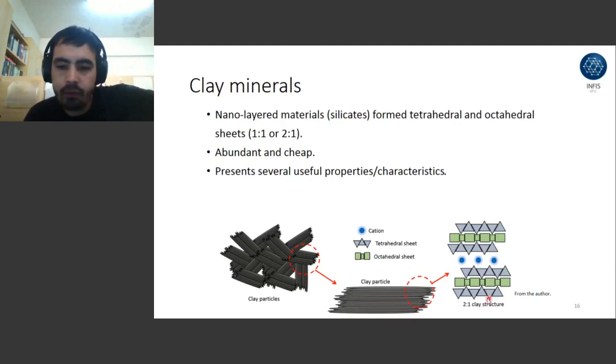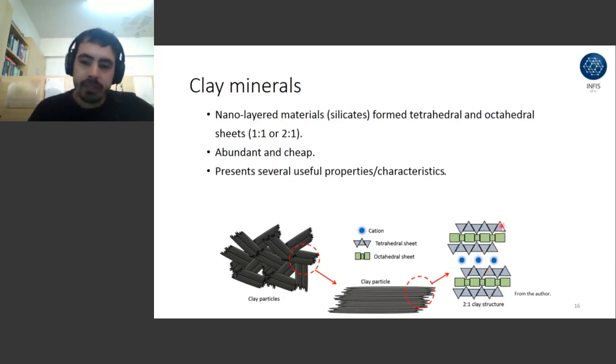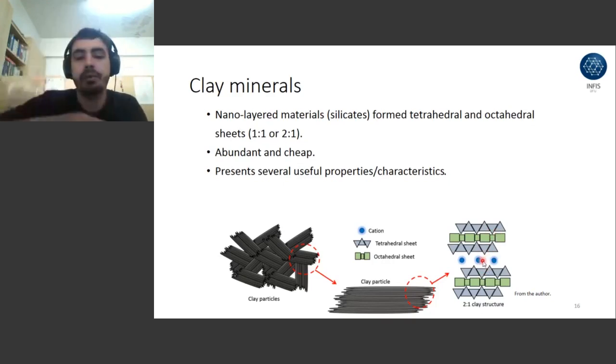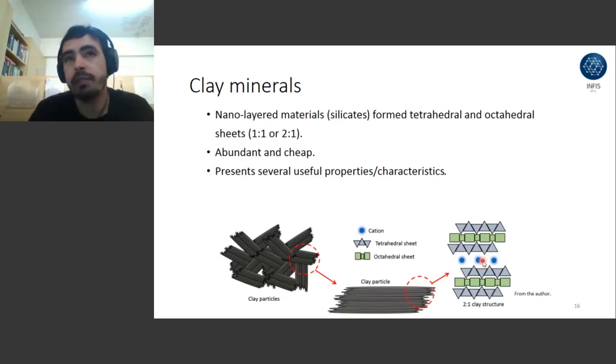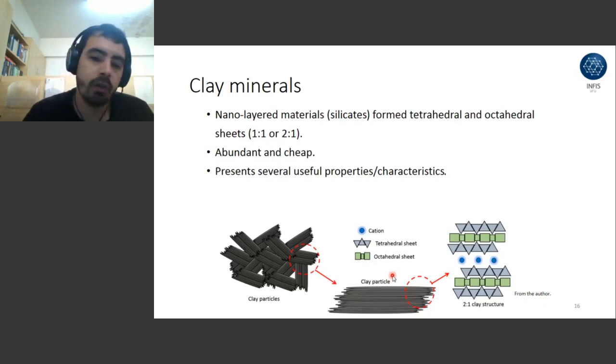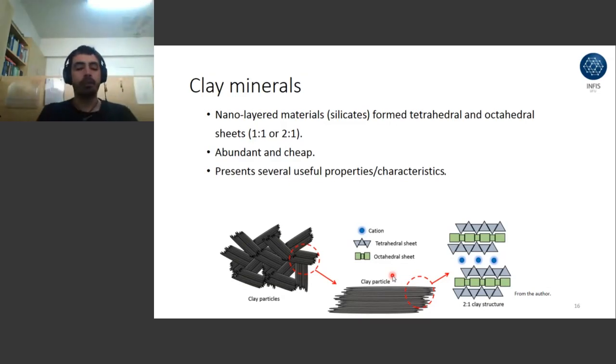Some clay minerals, especially this 2-to-1 clay structure, have the capacity to swell. So the distance among the layers might be increased or decreased depending on some conditions, such as humidity and temperature. Some types of clay minerals do not swell at all. Some types of clay minerals do not form this kind of particles. So there are a lot of different types of clay minerals with several useful properties. Due to that, clay minerals might be used in several different applications, for example, as a recipient of animal food, or as ingredients of some creams used in skin treatment.